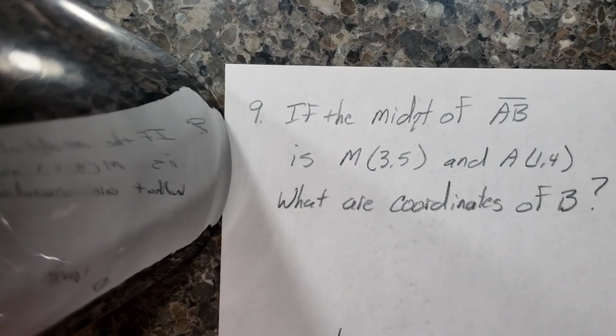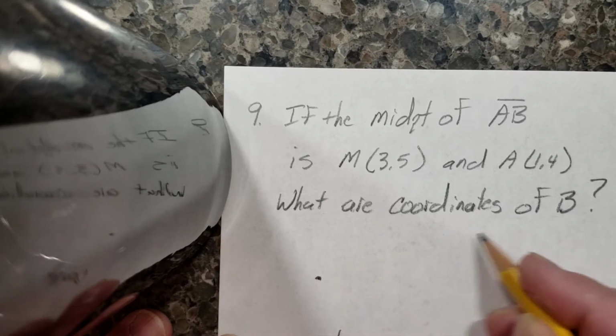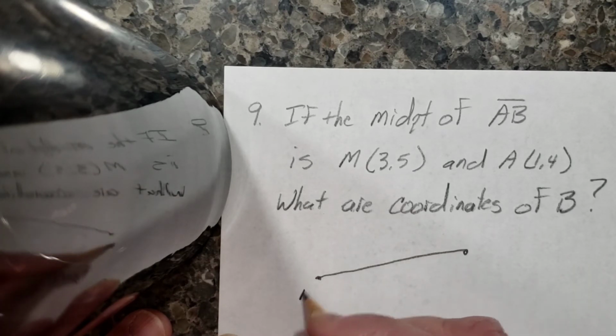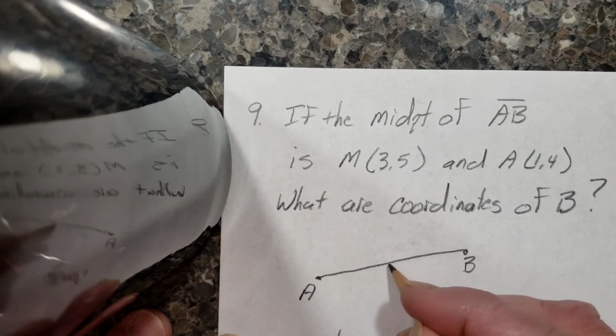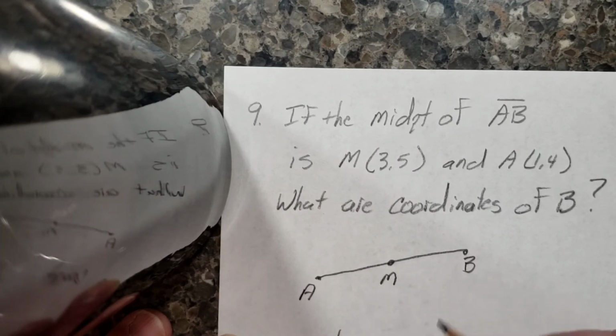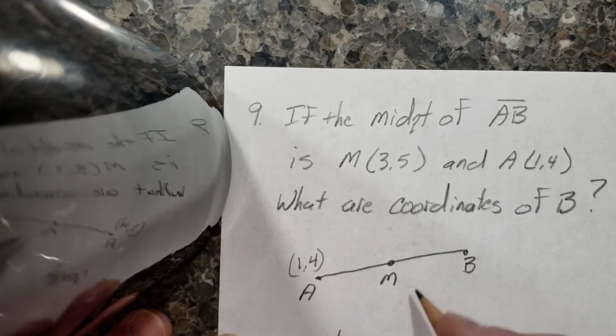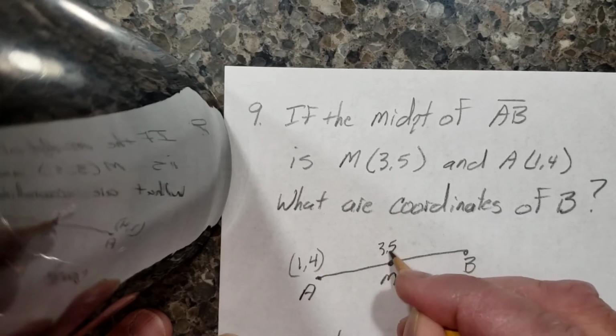If the midpoint of AB is M, 3, 5, and A is 1, 4, what are the coordinates of B? Now the way I've talked to my guys about this is we're going to draw a line. It doesn't have to be anything special. And I'm going to put my midpoint there. A is 1, 4, and my midpoint is 3, 5.